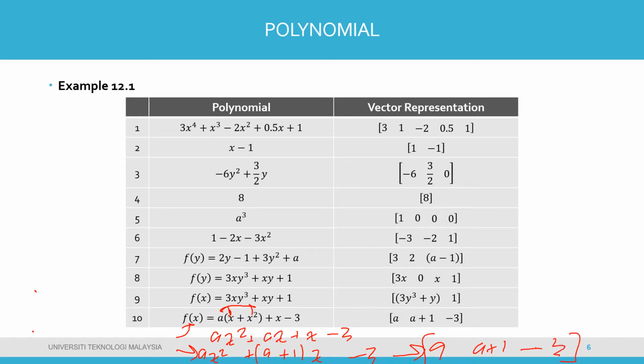Okay, so this one. You have to practice how to do a polynomial conversion from polynomial equation to vector representation. Okay, make sure you know how to do this. If you fail this one, you cannot answer anything else.